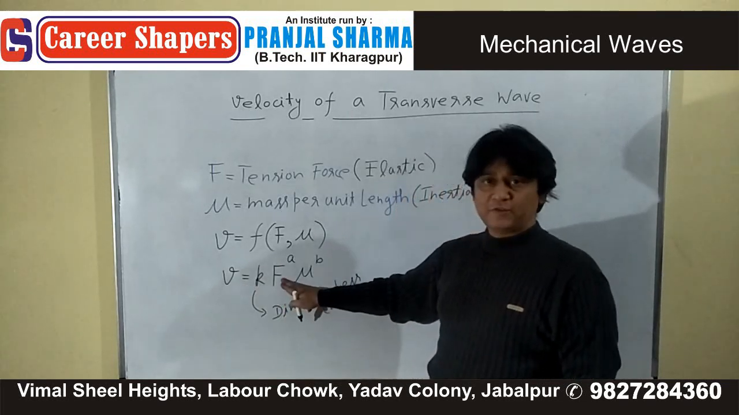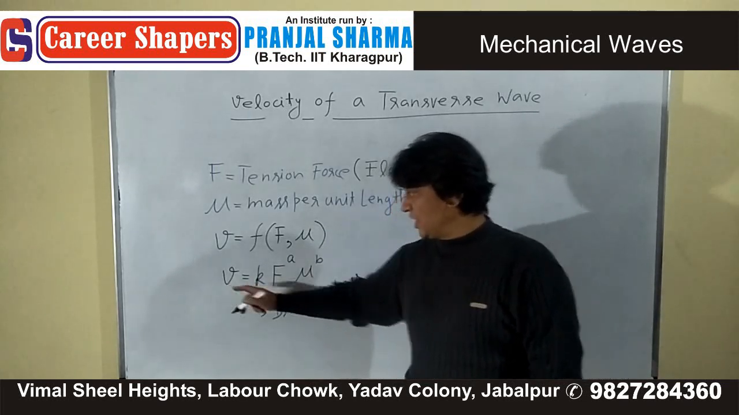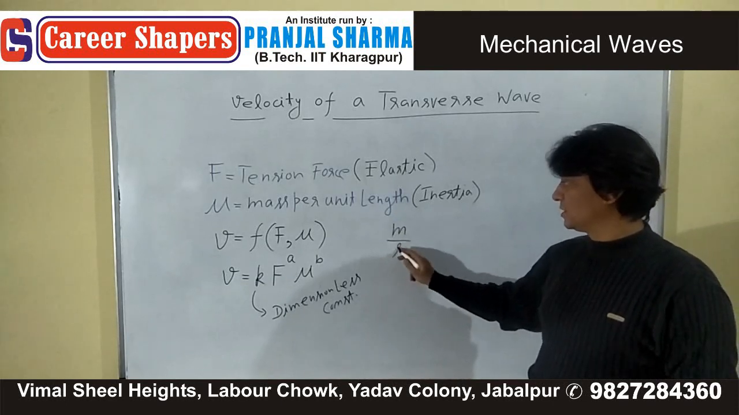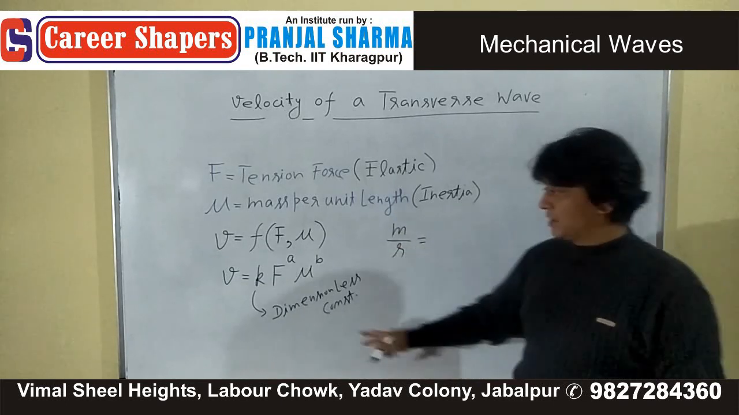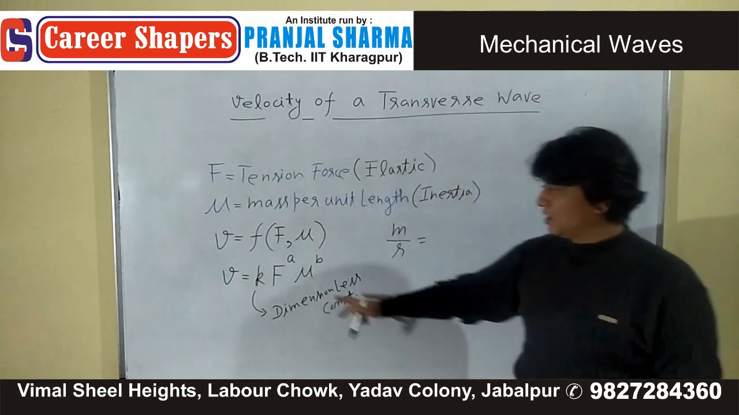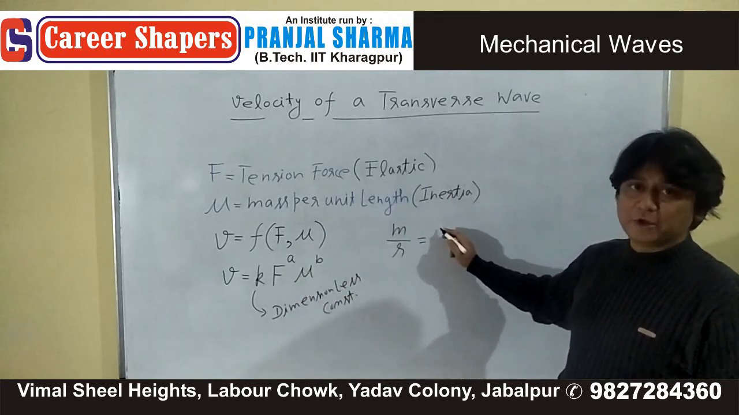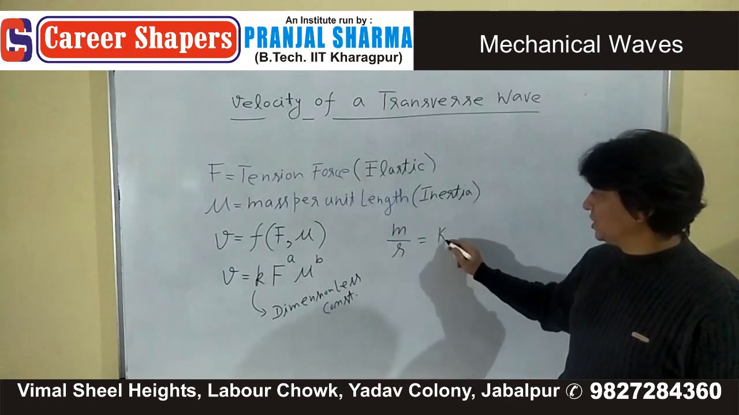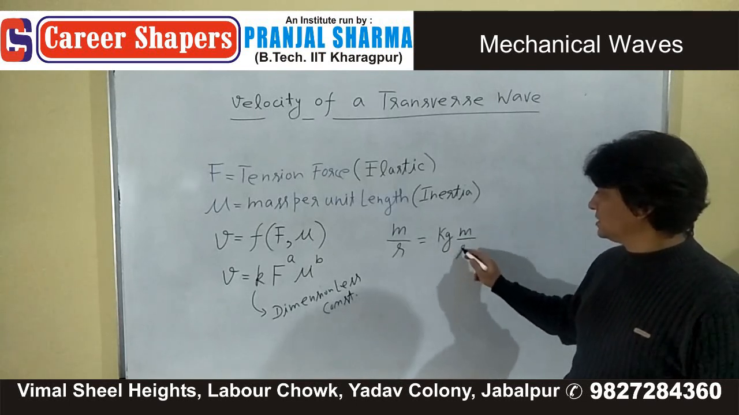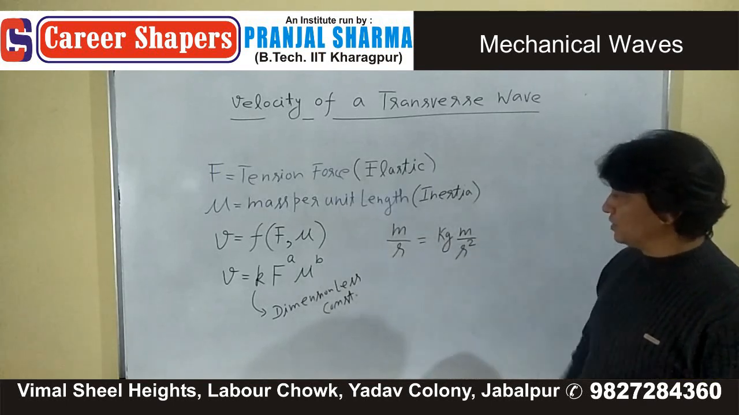V is a function of tension force and mass per unit length. Now what is V? Meters per second. K has no unit, no dimensions, leave it. What is F? Newton. What is Newton? M into A. What is M? Kg. What is A? Meter per second square, or you can directly use MLT minus 2. But let's write it in this form.